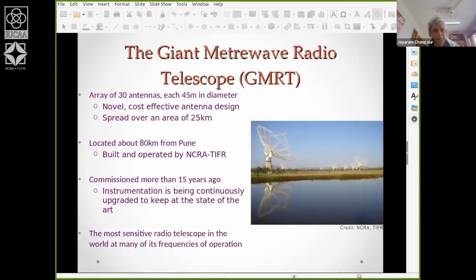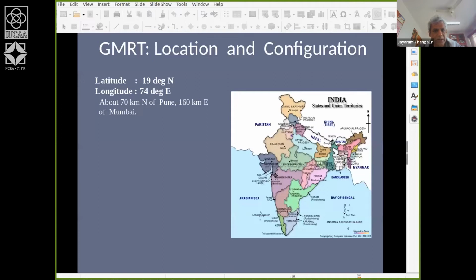So, let me just illustrate that for the GMRT. As I said, it's an array of 30 antennas, each 45 meters in diameter. It's located about 80 kilometers from Pune. And it is the most sensitive radio telescope in the world at most of its frequencies of operation. So I've just put that up on a map since y'all are from all over, just to show you.